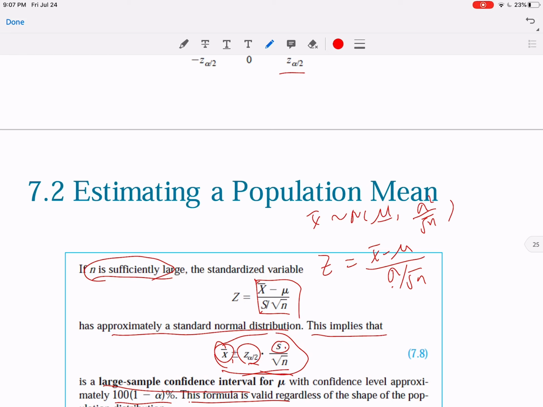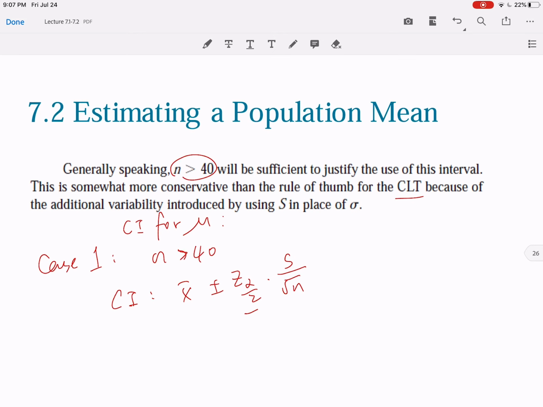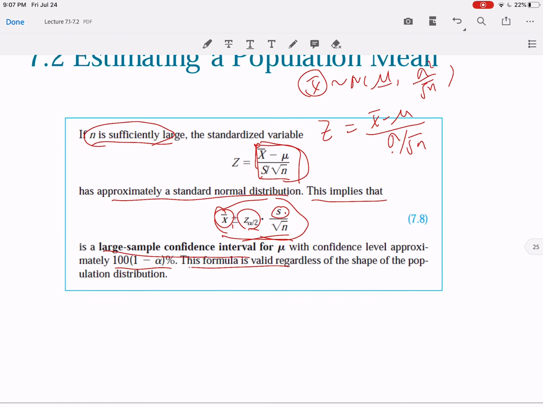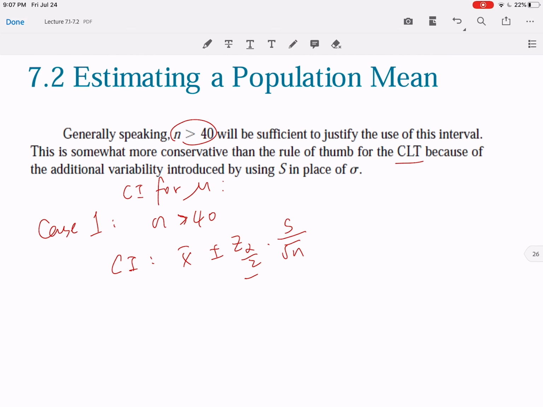Okay, because we can do the process of standardizing the variable x bar, and we have this whole thing follows the standard normal distribution. If we have this whole thing here follows a standard normal distribution, we're going to use z sub alpha over 2 over here. Okay, that's for n is greater than 40.